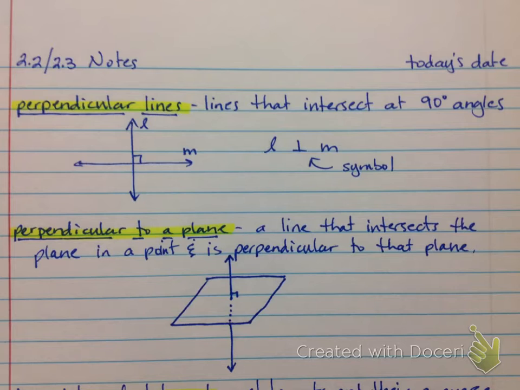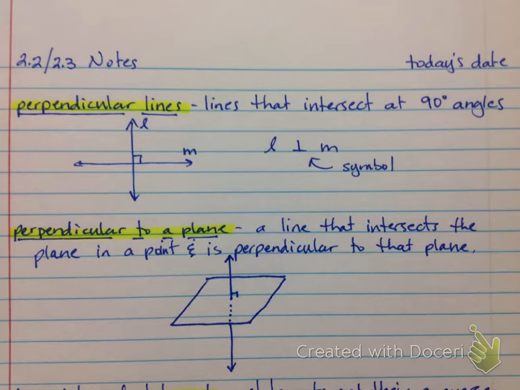So go ahead and write 2.2/2.3 notes and then today's date at the top of your paper. You can see here that I've taken a picture of my notes, so I have them already done, but I will be talking about these a little bit at a time and using a marker so that way you know where I'm at on the page. You do not have to copy down the marks that I put on here during the video. Just copy the notes as you see them right now.